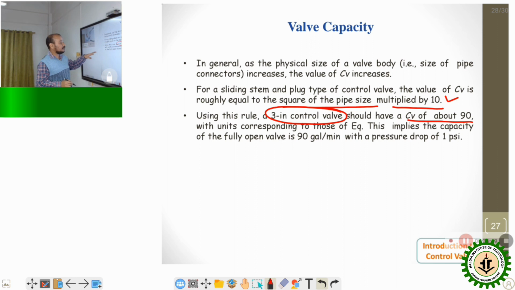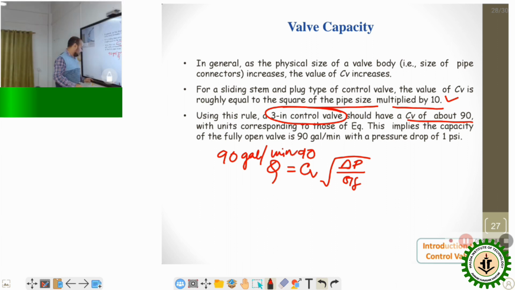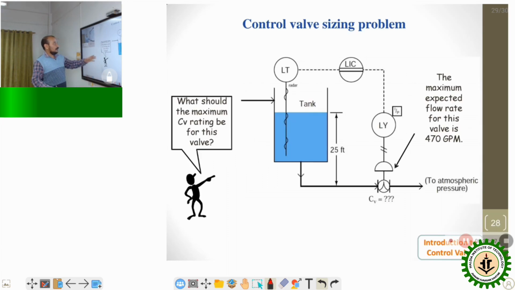This implies the capacity of the fully open valve is 90 gallons per minute, because if you are talking about the flow rate, Q is equal to CV root over del P by specific gravity. So as per the equation, if the value of the CV or the valve capacity is 90, we can easily say it is 90 gallons per minute.